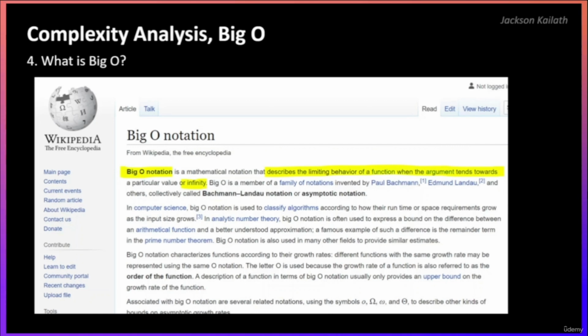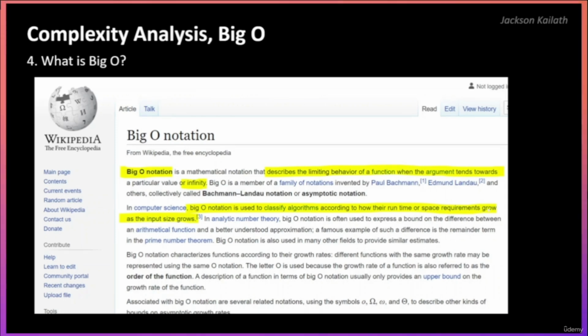So that is what we have seen in the case of asymptotic analysis. When n becomes very large or tends towards infinity, we are trying to find what the function becomes asymptotically equal to, and we are using big O notation to express that. And again, it says over here, big O notation is used to classify algorithms according to how their runtime or space requirements grow as the input size grows.